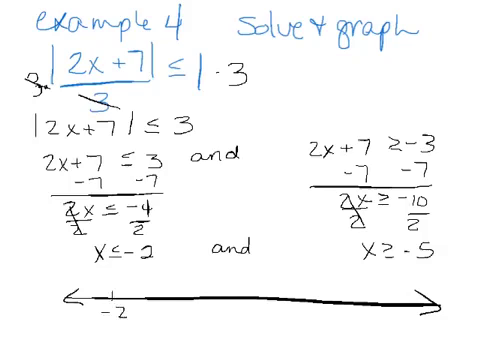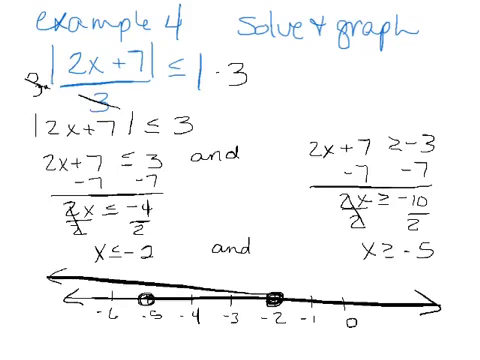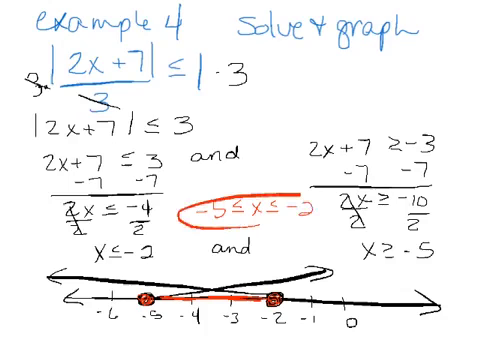Okay, graph it. Negative 2, nope. Try that again. Negative 6, 5, 4, 3, 2, 1. We're going negative 2, closed dot this way. Negative 5, closed dot this way. Your answer is actually where they overlap, in red. And remember to write it: negative 5 less than or equal to x less than or equal to negative 2. Okay, everything in red is your answer.